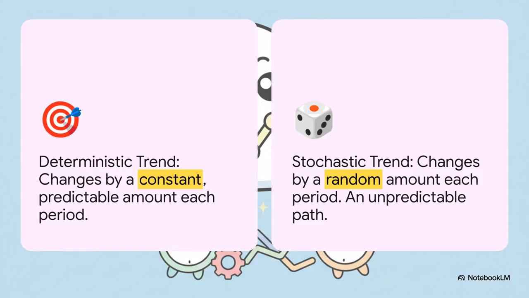Okay, so let's meet our two main players here. On one side, you've got the deterministic trend. Think of this as steady, reliable progress. It changes by a pretty much constant, predictable amount every single time. But on the other side, we have the stochastic trend. This one is a total wild card. It changes by a random amount each period. Sure, it might go up on average, but every single step is basically a roll of the dice.